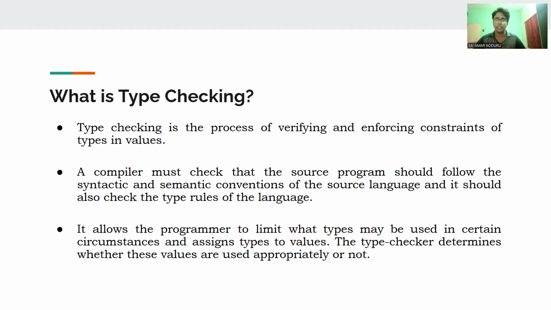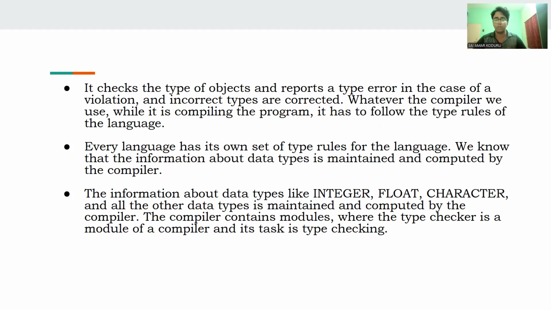Like it should follow the basic schema and the structure of the language which it is going to be analyzing. Now, it allows the programmer to limit what types may be used in certain circumstances and assign types to the values. The type checker determines whether these values are used appropriately or not. So it also ensures that the values that are being used are appropriate or not in regard to the basic structure and the content of the code block.